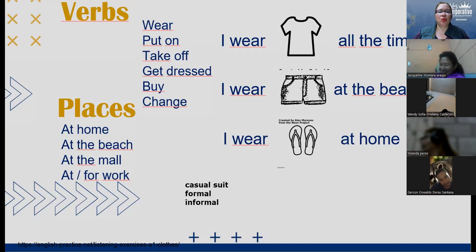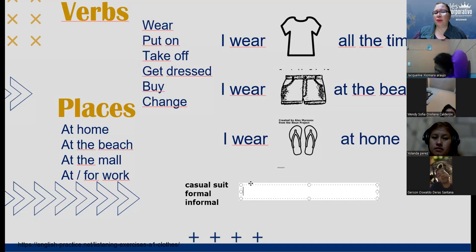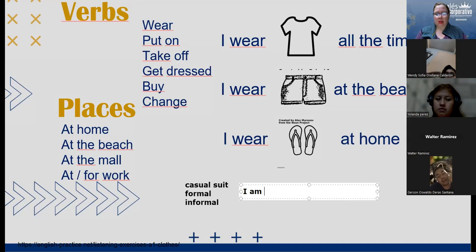what clothes are you wearing for a funeral, okay? What clothes are you wearing for a funeral? Formal, informal, casual? What color? Formal, black. I am wearing a black formal suit.